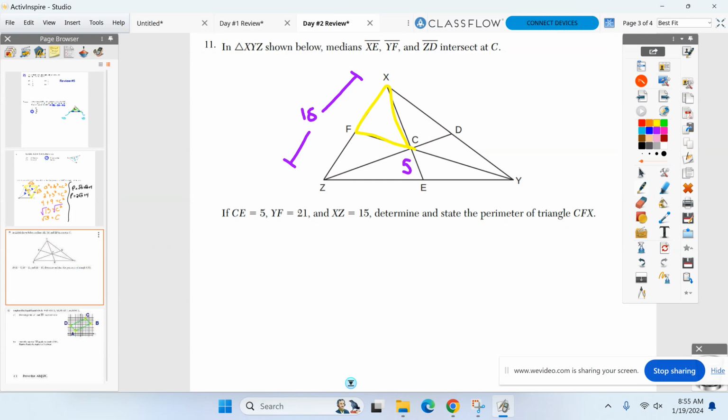All right, these are all medians. What's a median again? Starts at a vertex. Where's it go? Midpoint of the opposite side. So everyone sees how XZ is 15. What's that one side XF going to be then, if medians go to midpoints? 7.5. So we have this side down, 7.5, because medians go to midpoints.